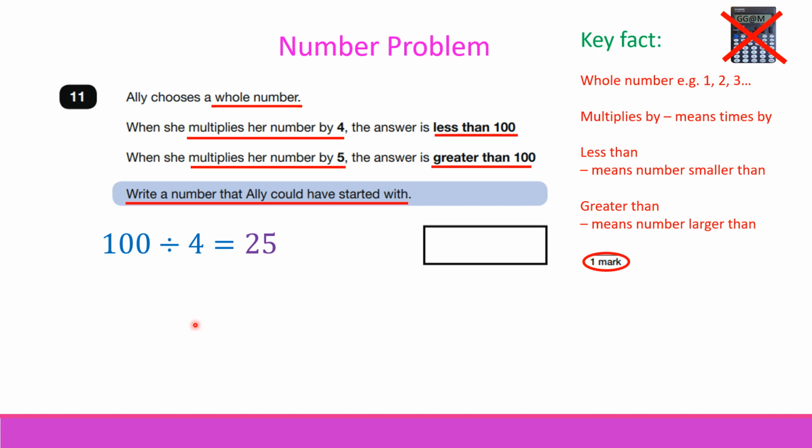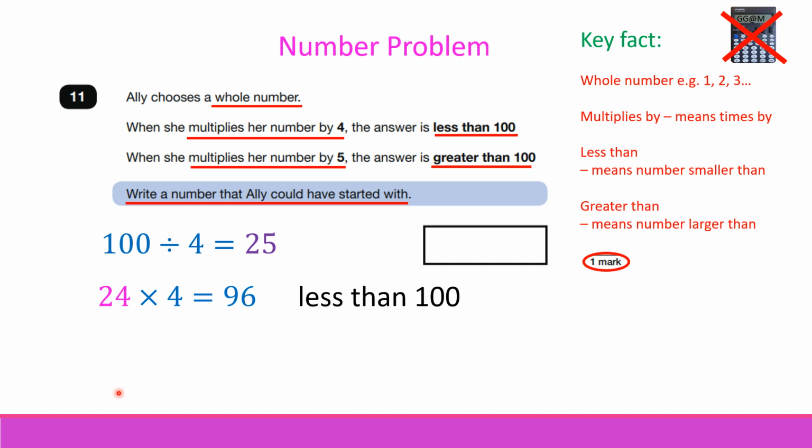So I'm going to take 1 from 25 and I'm going to pick 24. So if I multiply 24 by 4, I can see I get the answer of 96. Now to do this in your head without a calculator, remember when you multiply by 4, it's the same as doubling and doubling again. So double 24 is 48, double 48, double 40 is 80, double 8 is 16, 80 plus 16 gives me the 96, which is less than 100. So it meets the requirement.